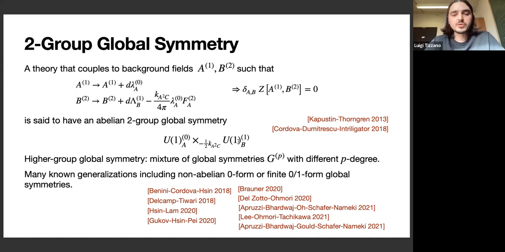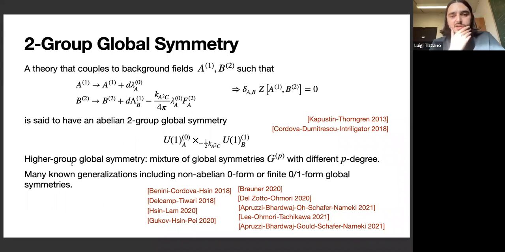And more generally, you could imagine repeating this procedure for a mixture of global symmetries with different p degrees, which will have higher-form gauge transformations that are mixed with each other. And in this case, we will be talking about the concept of higher-group global symmetry. So there is not just a two-group, but in principle, you can continue and go on with higher and higher form background gauge fields.